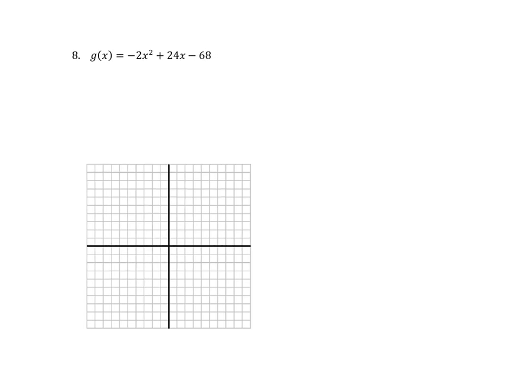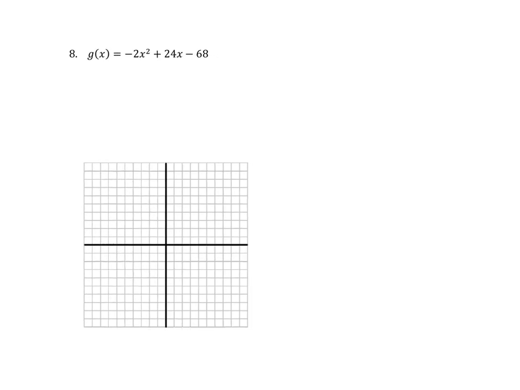So little things that we can tell right now about the graph. We've got a reflection, so this graph better open up upside down when we're done with it. We've got a vertical stretch, so we better have a skinny upside down graph.